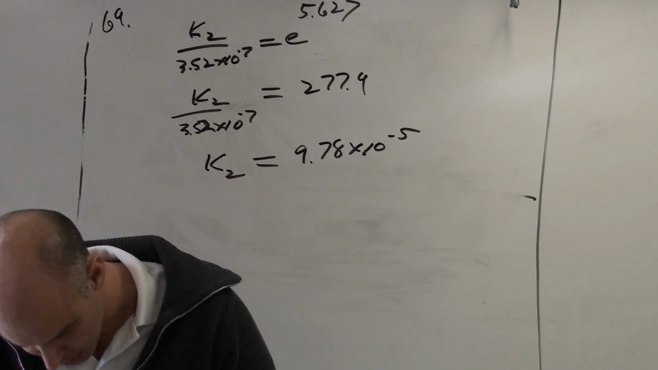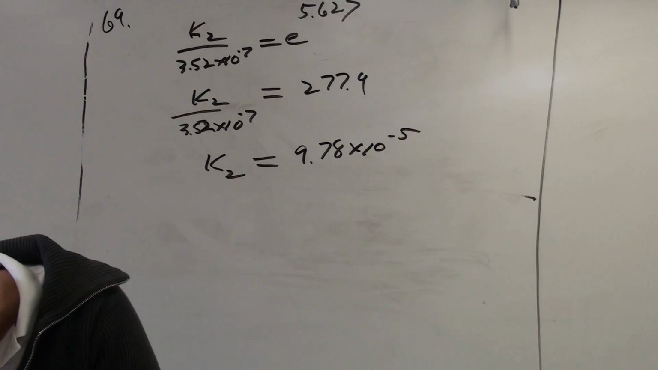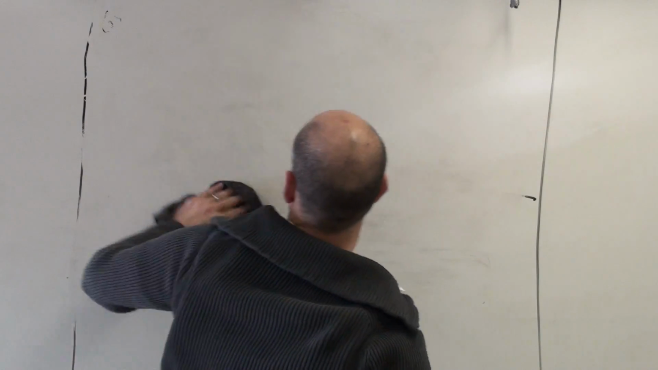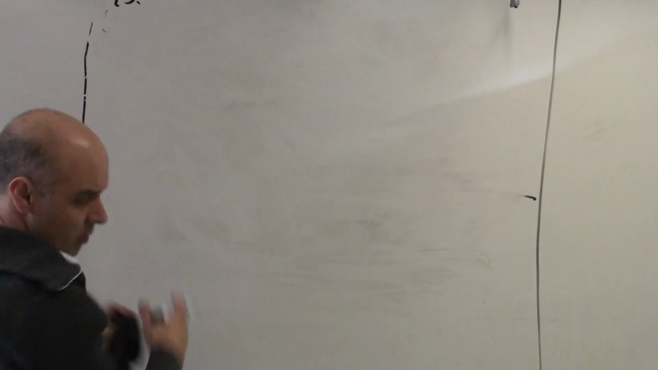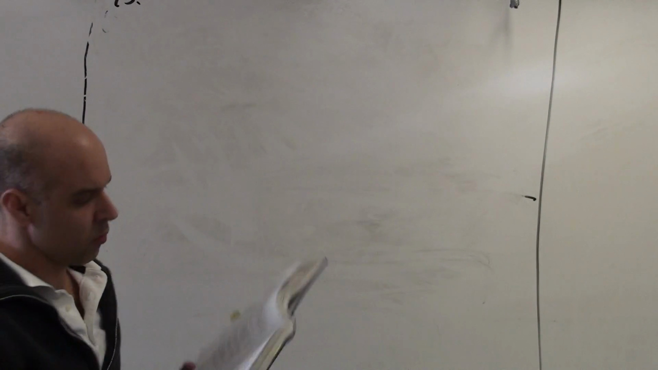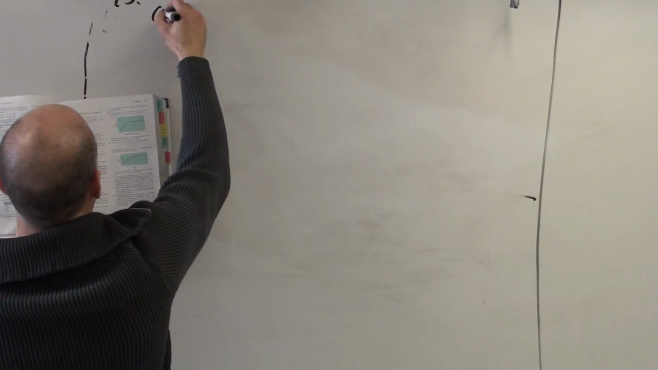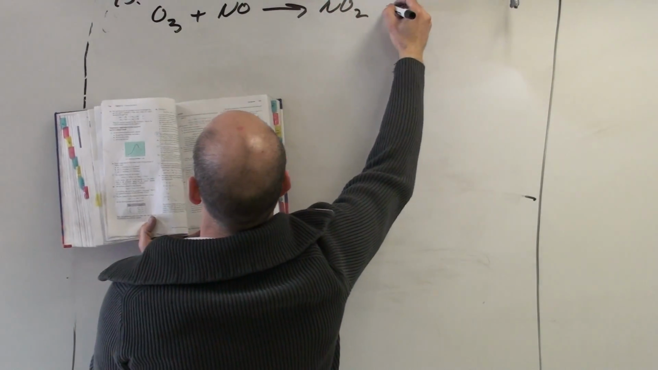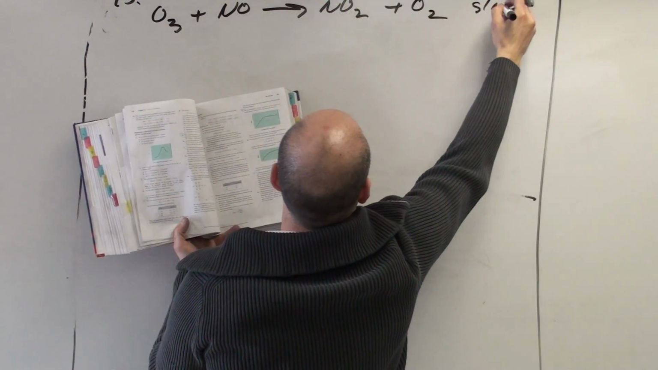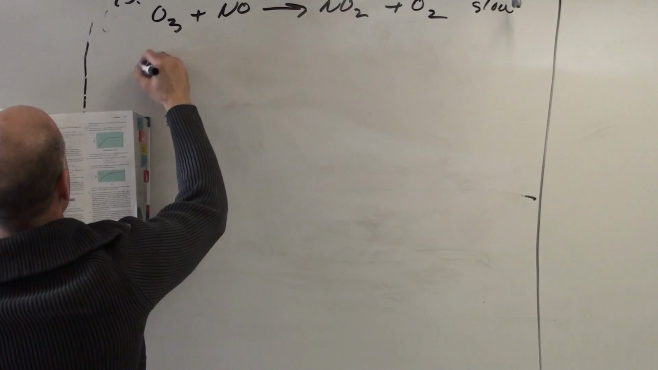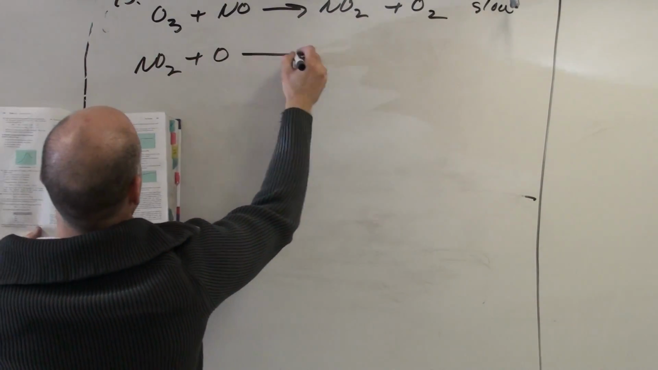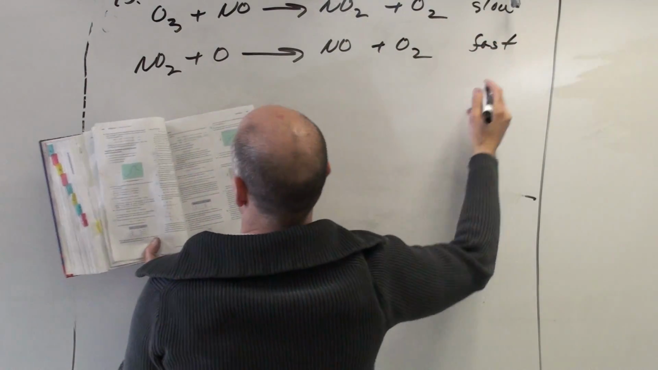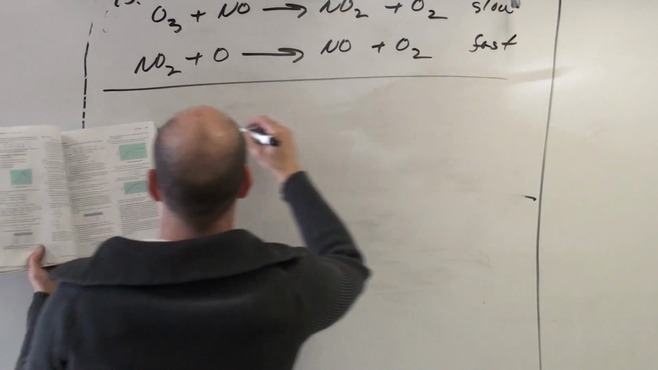And last but not least, number 75. We've got ozone being destroyed here. That's the slow step. That's the fast step. Overall reaction.